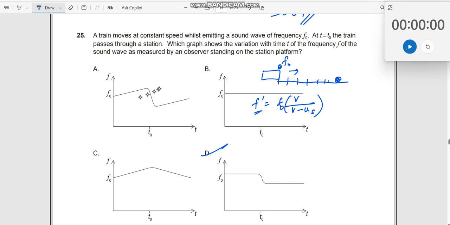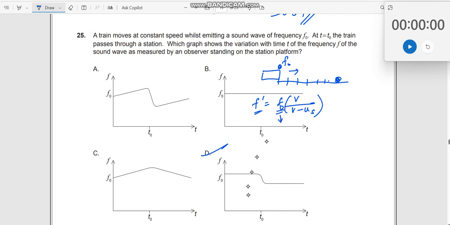It remains the same over here, and it does not depend upon the displacement at all. Only if the value of u source is changing can the frequency change. So here also, let us interpret it correctly: f0 is the actual frequency.